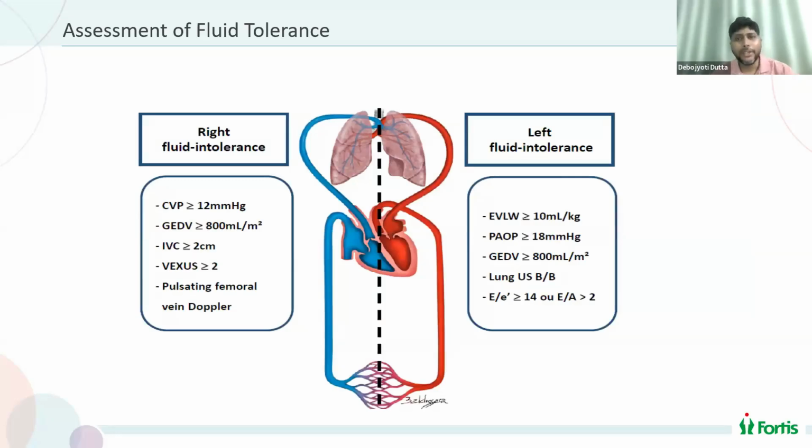So now, how will you assess fluid tolerance? The right side of fluid tolerance assessment, and the left side. It has been presented like that. We always see as a whole: higher CVP, higher global diastolic volume, IVC more than 2. Another is the VExUS score, the venous excess ultrasound score, used to assess the congestion or fluid tolerance of the patient. For the left-sided parameters, we can see extravascular lung water, pulmonary occlusion pressure, and LV filling pressure. If they are high, the patient is intolerant.